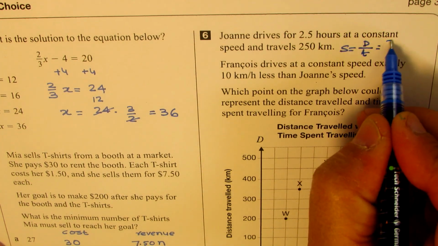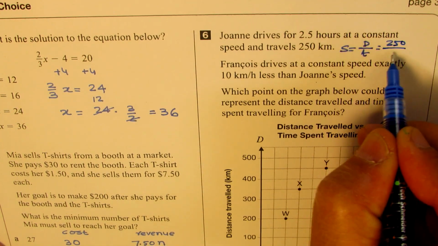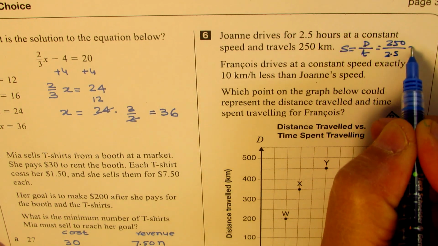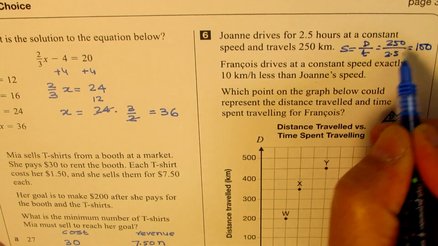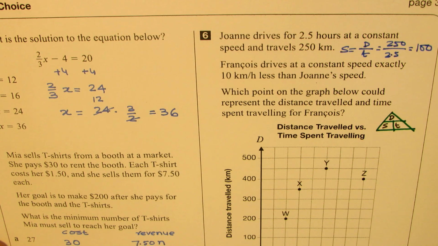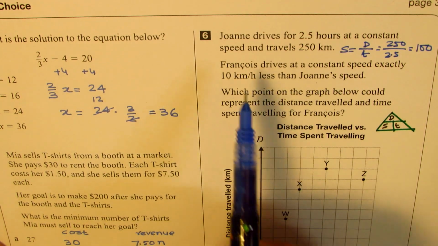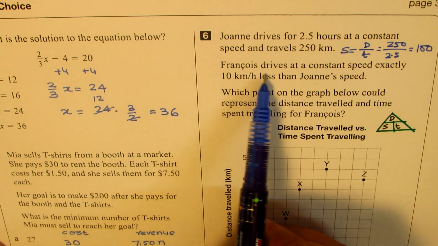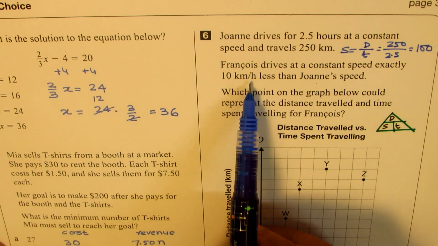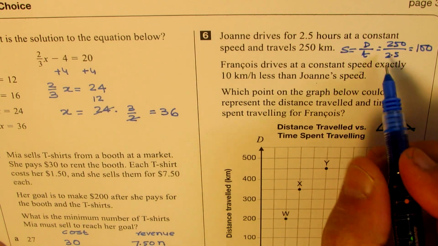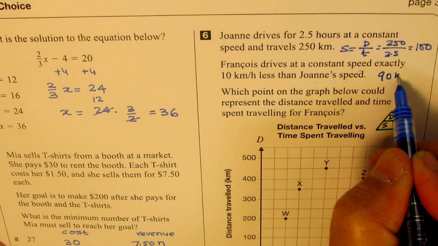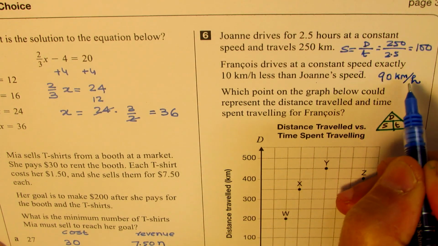So in this case, it is 250 divided by 2.5, and that gives you 100, correct? You can use the decimal values to figure it out. Use calculator otherwise. Now, for Frank's, the speed is 10 kilometers per hour less. That means the speed is 90 kilometers per hour. Is that clear to you?